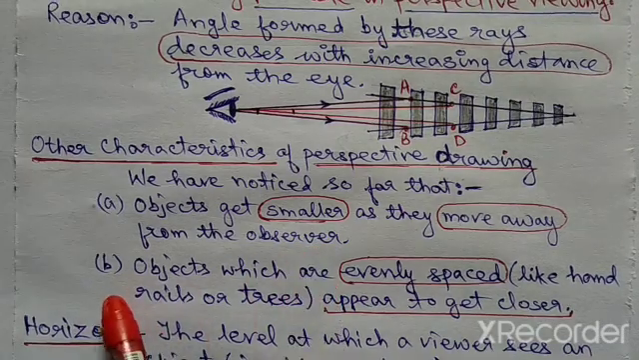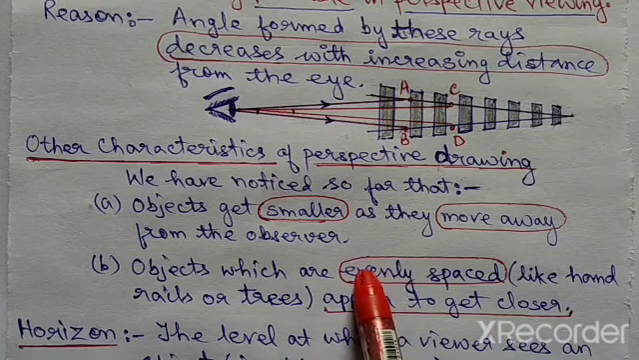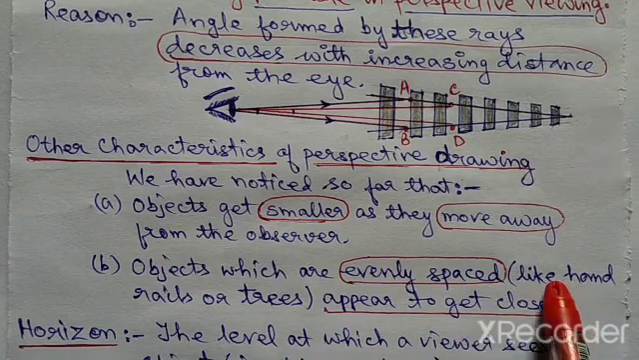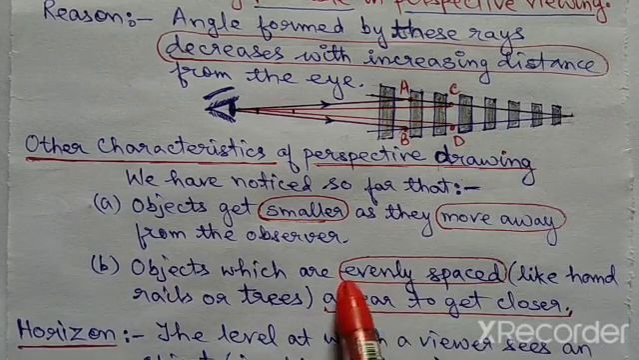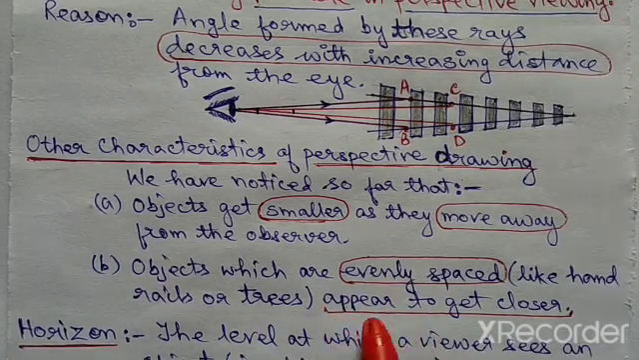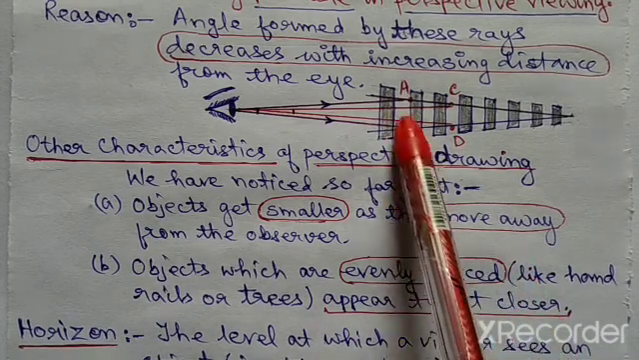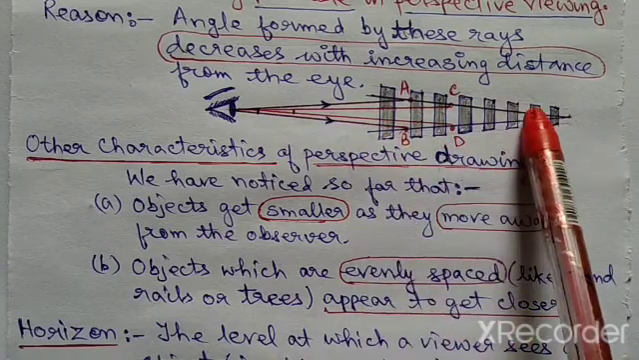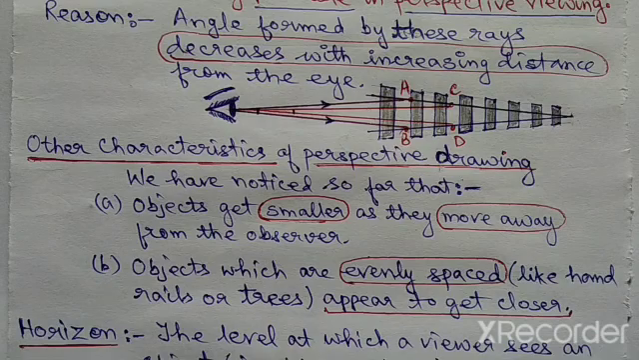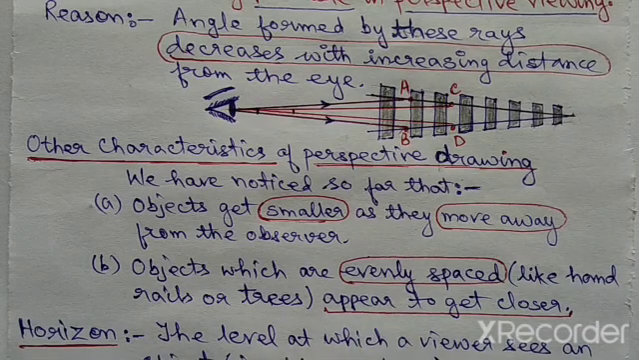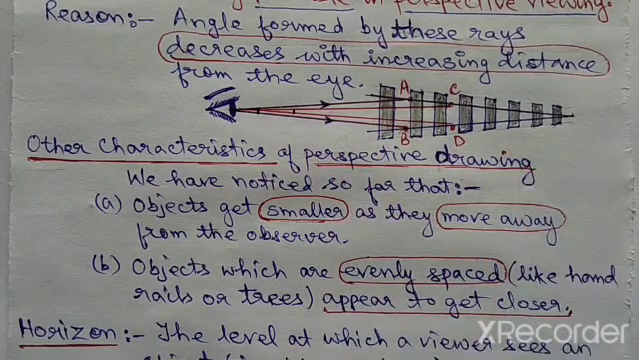Second, objects which are evenly spaced or equally spaced, like railway lines or trees, actually do not meet. They appear to get closer. Like here, just see the two parallel lines appear to meet at this point. They appear to, they do not actually meet. So these two are the characteristics of perspective drawing, children.